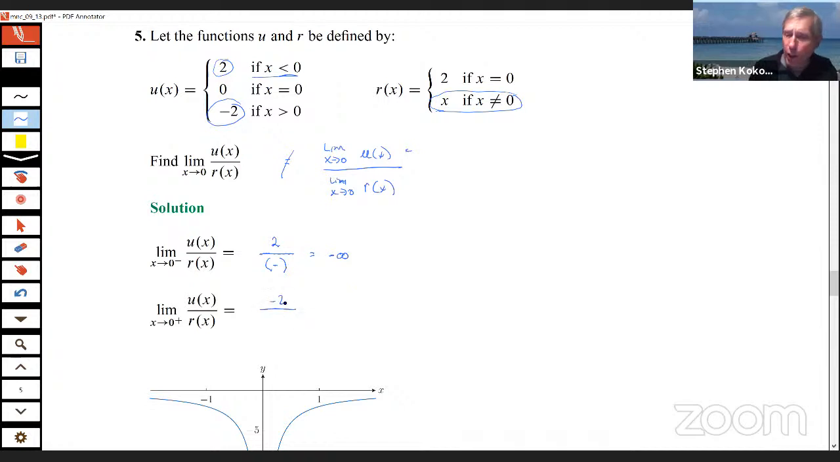is going to minus 2. And this time, let's see, the denominator is approaching 0, but this time through small positive.